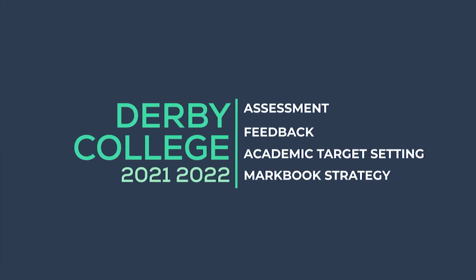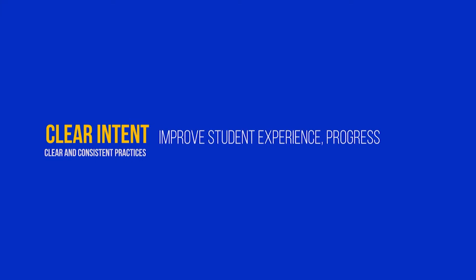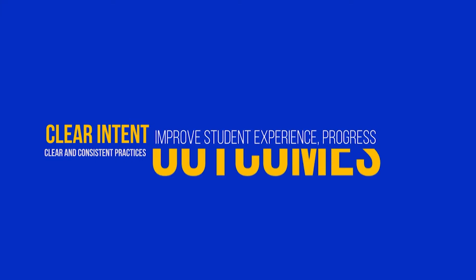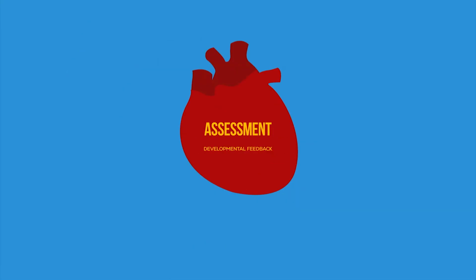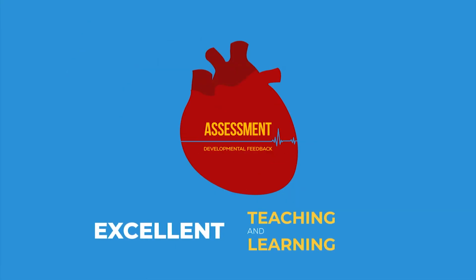Derby College's formal assessment, feedback, academic target setting and markbook strategy for 2021-22. This strategy is designed to provide a clear intent to each student, teacher and team across the curriculum in order to implement clear and consistent practices to improve students' experience, progress and outcomes. Assessment of students followed by developmental feedback and target setting is at the heart of excellent teaching and learning.